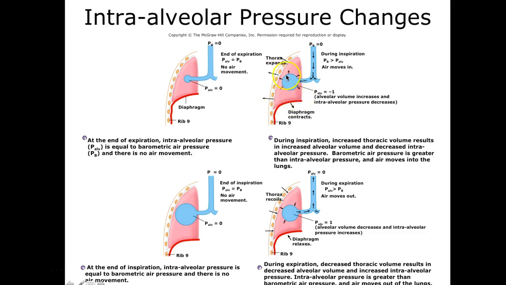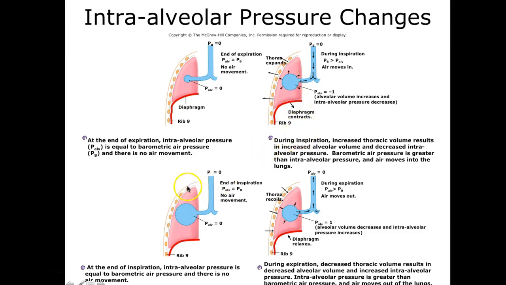And we will get an increase within our alveolar volume. So remember, we have an inverse relationship here. As we get an increase in this alveolar volume, we're going to get a decrease in the intra-alveolar pressure. And so now we get a pressure of -1 here compared to our barometric pressure of 0. So air is moving in at this point.